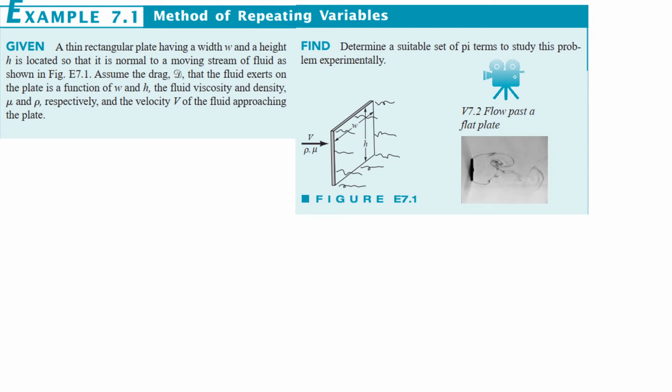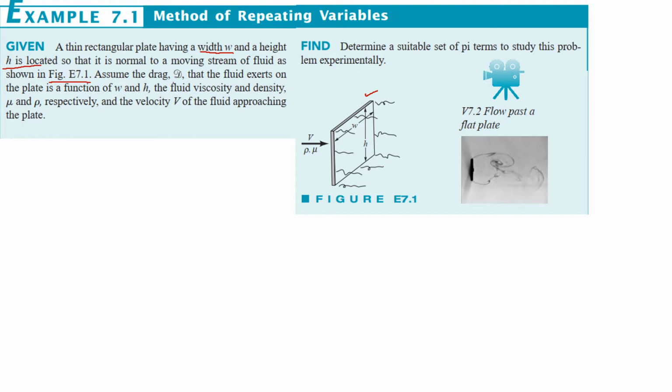So here we have an example that is related to dimensional analysis, and this example is from your Munson book in chapter 7. This is the first example of chapter 7, and let's read out the statement. A thin rectangular plate having a width w and height h is located so that it is normal to a moving stream of fluid as shown in figure 7.1. So this is the plate, and this plate is normal to this flow stream.